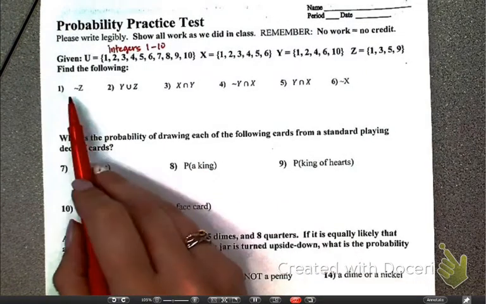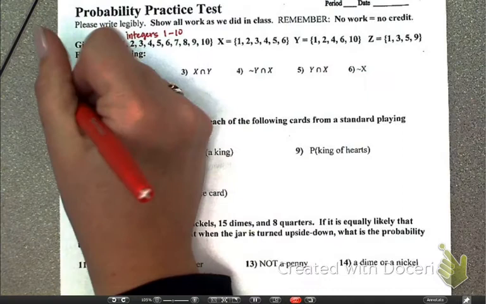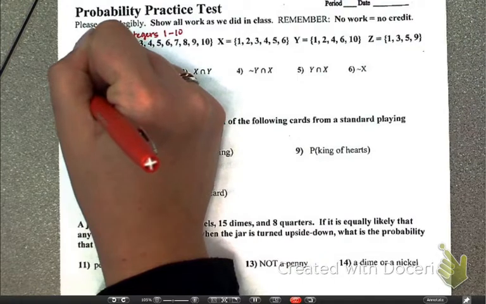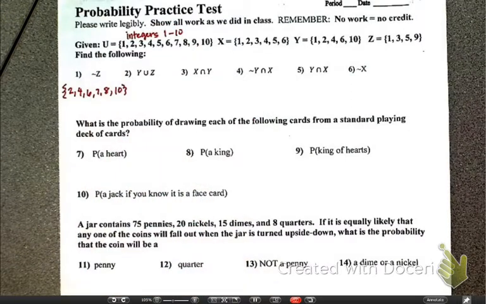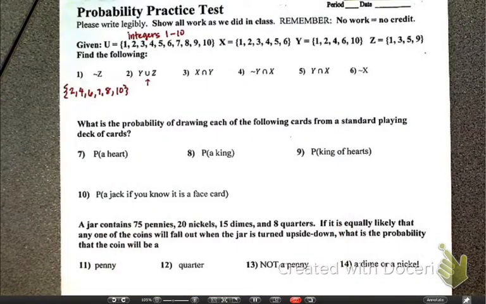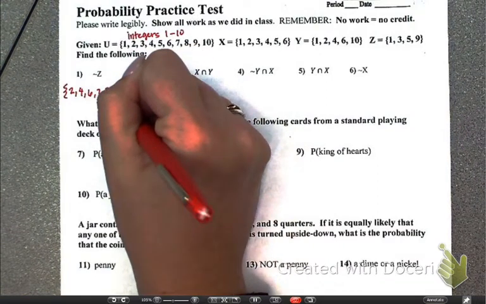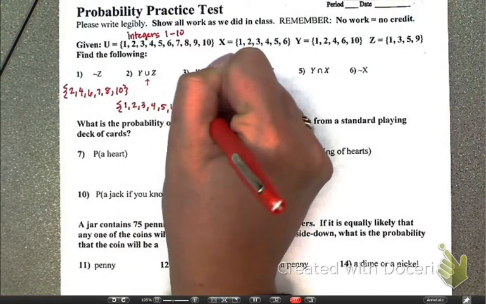So this first one, what is not in Z? So you're going to look at Z and you're going to look at your universal set and figure out what is not in Z. So 2, 4, 6, 7, 8, and 10 are not in Z. What is this symbol here? The union. So it's everything they're bringing together. You just don't have to write any numbers twice. So if I look at Y and Z, it includes everything that they both have. So 1, 2, 3, 4, 5, 6, 9, and 10.